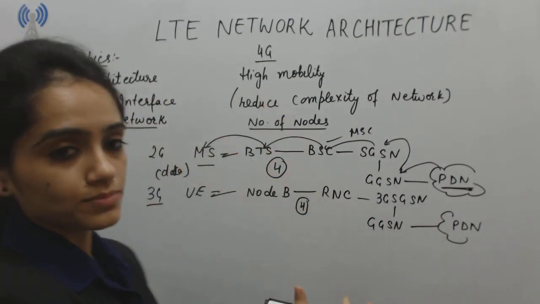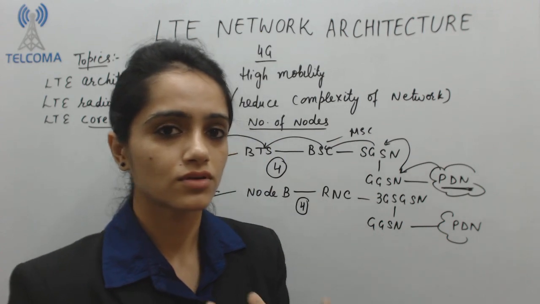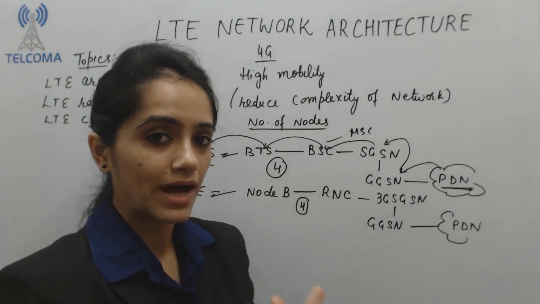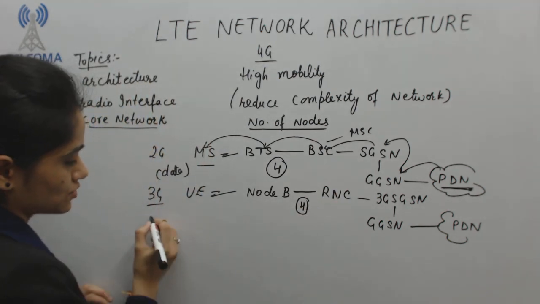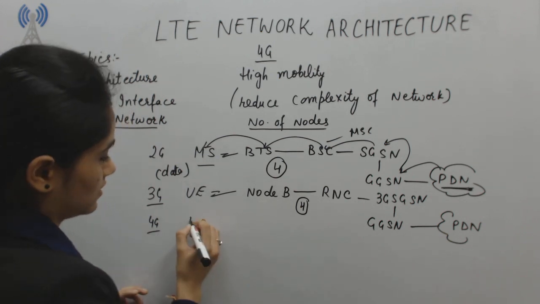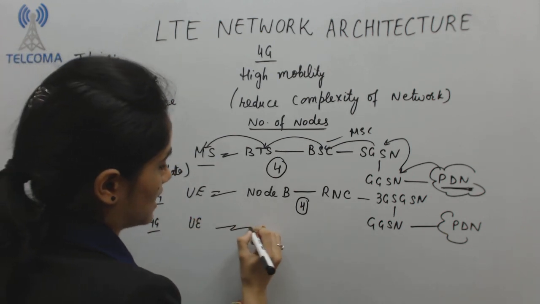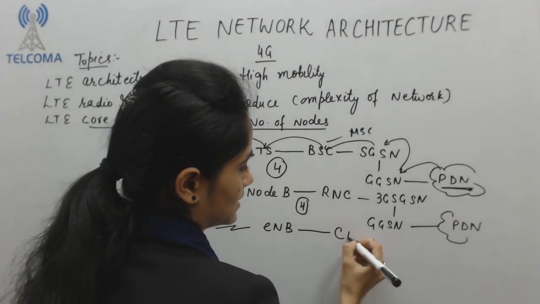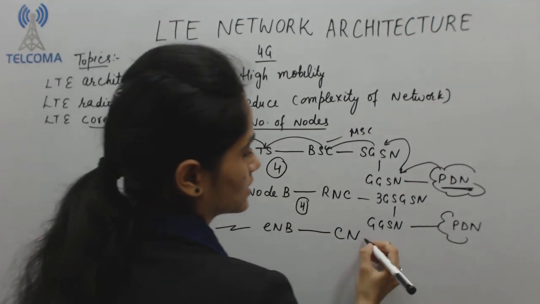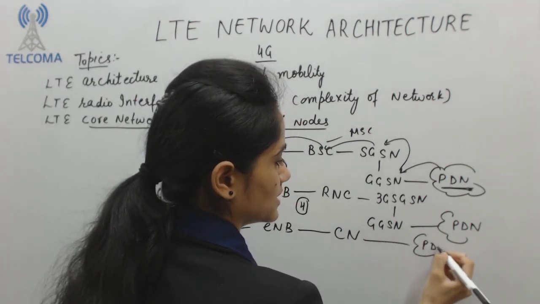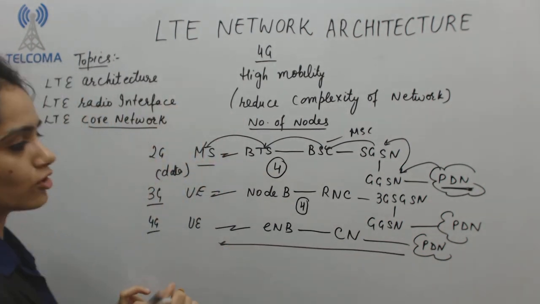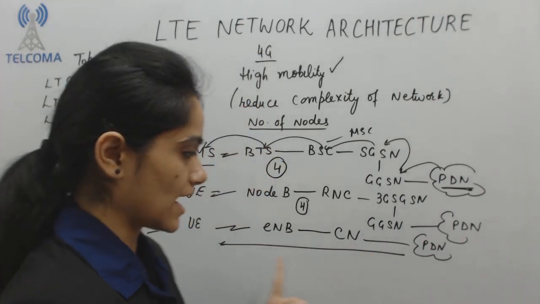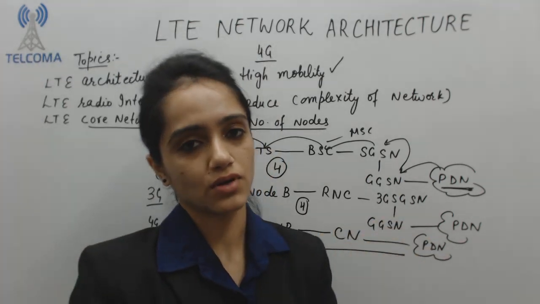So in order to reduce the complexity of the network, that means to reduce the number of nodes in the network, they focus on reducing the number of nodes by eliminating the RNC. So this is my 4G. 4G's UE is directly attached to the E node B, evolved node B, and the evolved node B is attached to the core network, and this core network is attached to the external PDN network. That means if you want high mobility, you require a lesser number of nodes for packet access, so we have reduced the number of nodes.